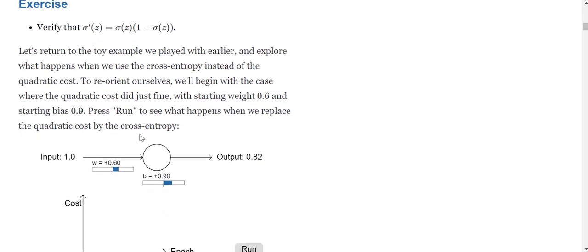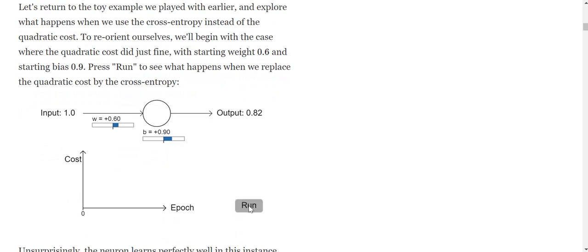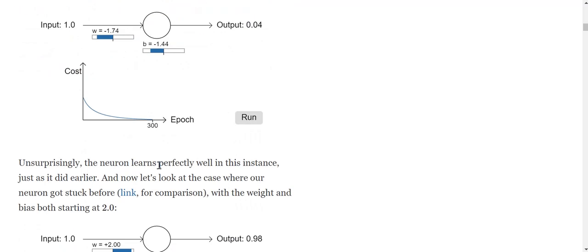Let's return to the toy example we played with earlier and explore what happens when we use the cross entropy instead of the quadratic cost. To reorient ourselves, we'll begin with the case where the quadratic cost did just fine. The starting weight is 0.6 and the bias is 0.9. When you use the cross entropy, you can see that the neuron learns perfectly well in this instance, just as it did earlier.